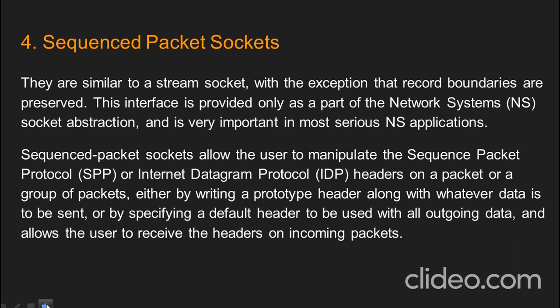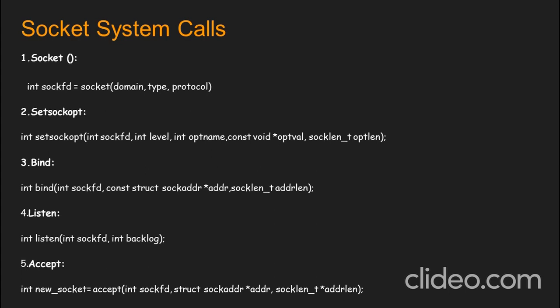The next topic is socket system calls. The first system call is socket. The socket system call is used to create the socket. It contains domain, type, and protocol as parameters. The next one is setsockopt. This helps in maintaining options for the socket referred to by the file descriptor. This is completely optional. This helps in reuse of the address and the port.